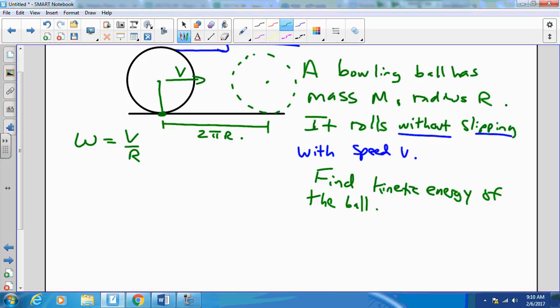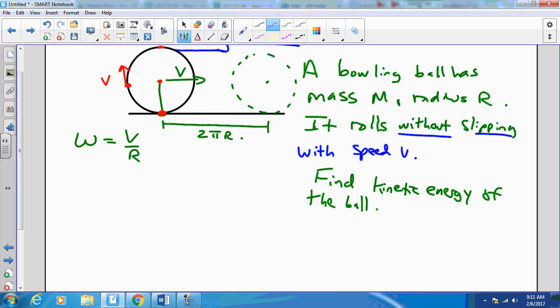So what this means is that all of the points on the edge are going to have a speed of v relative to the center of mass. Relative to the center of mass, not relative to the lane that it's rolling on. Remember that we talked about how this point right here is motionless, and the one at the top has a speed of 2v relative to the lane, and this point right here has a velocity vector that is v in the i direction and v in the j direction, right? So that's relative to the lane.